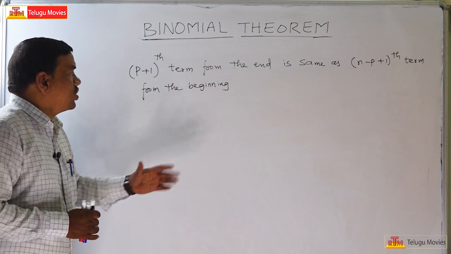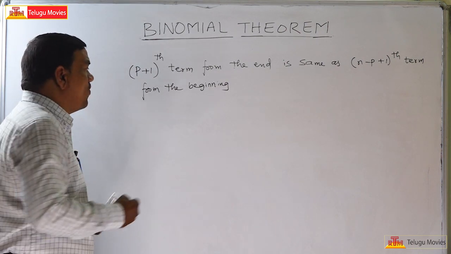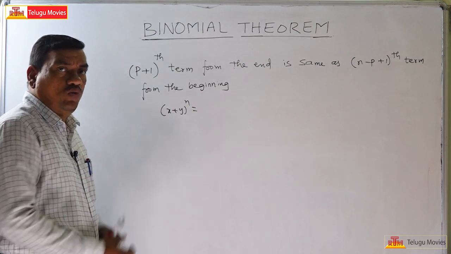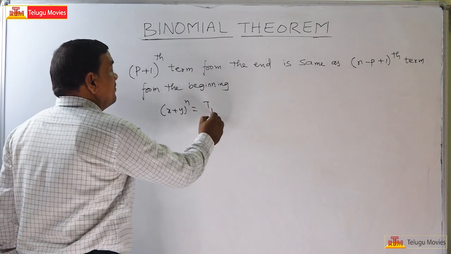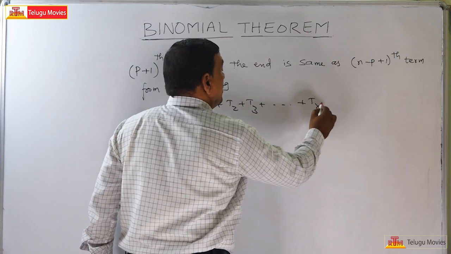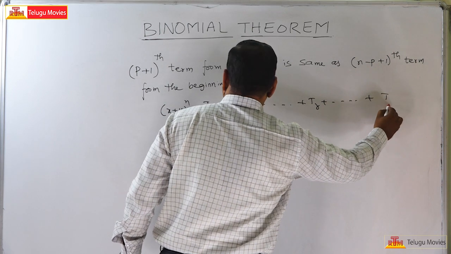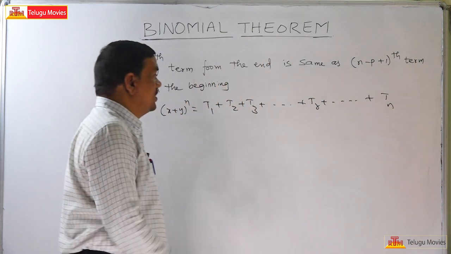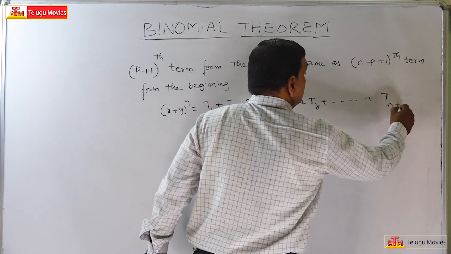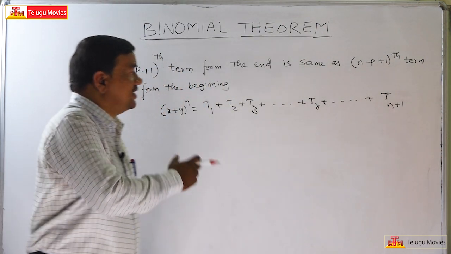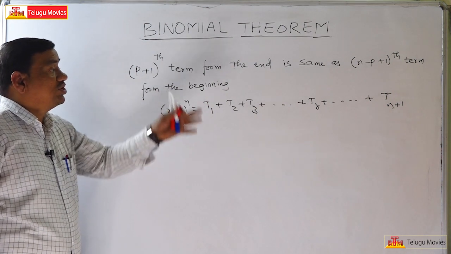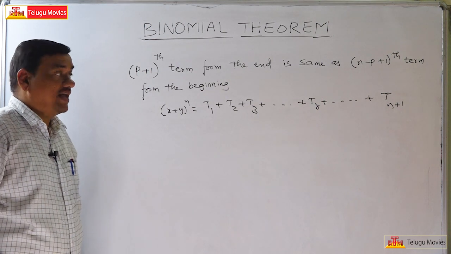Welcome back to this concept. In the expansion of (x plus y) whole to the power of n, we get t1, t2, t3, and so on, tr, and so on, up to the last term. If it is power n, there are n plus 1 terms: first term, second term, third term, fourth term, and so on, n plus 1 terms will be there.